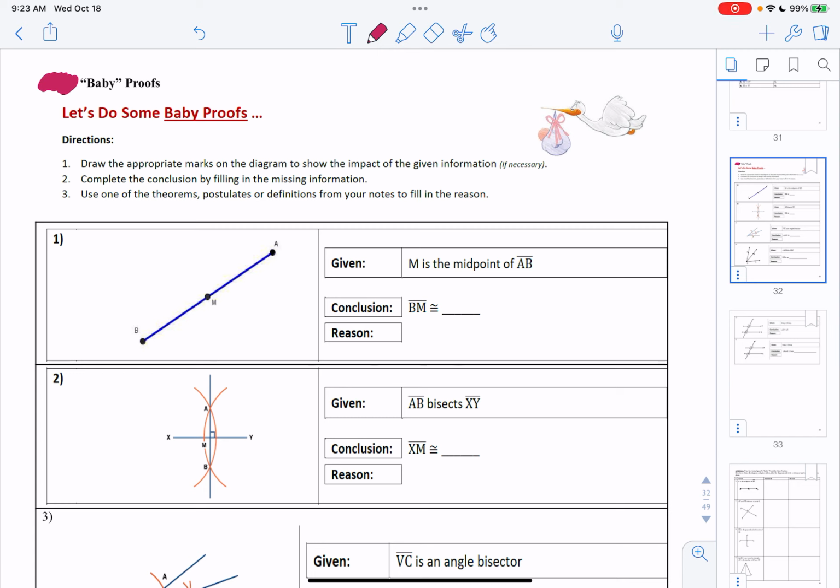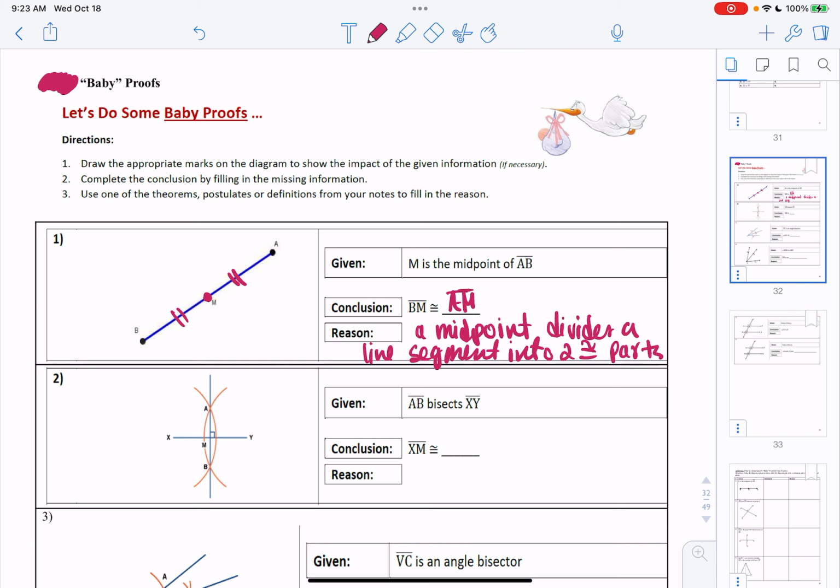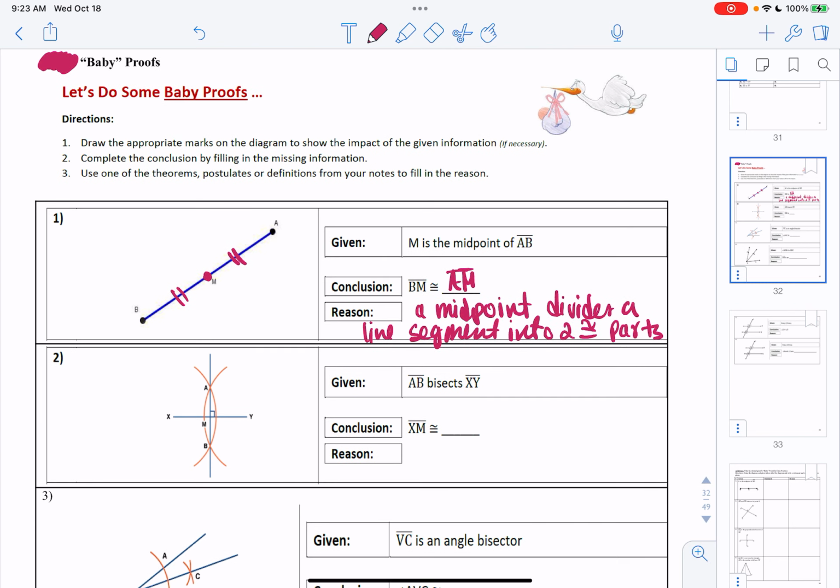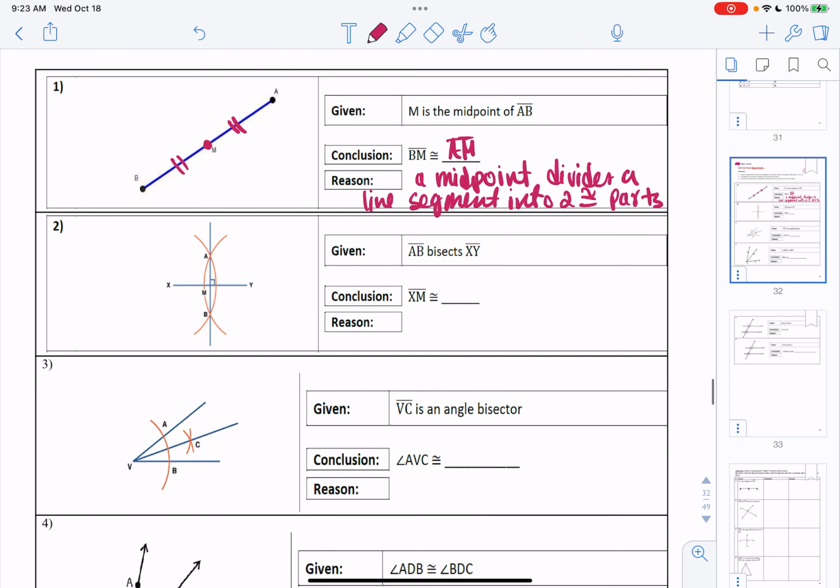So we are given that M is the midpoint of AB. If M is the midpoint, we know that M will divide a line segment into two congruent parts, which would mean that BM is congruent to AM. And for the reasoning, we can write that a midpoint divides a line segment into two congruent parts. And we are going to try to stay away from just writing "definition of." We want to be able to write down what the definition is.